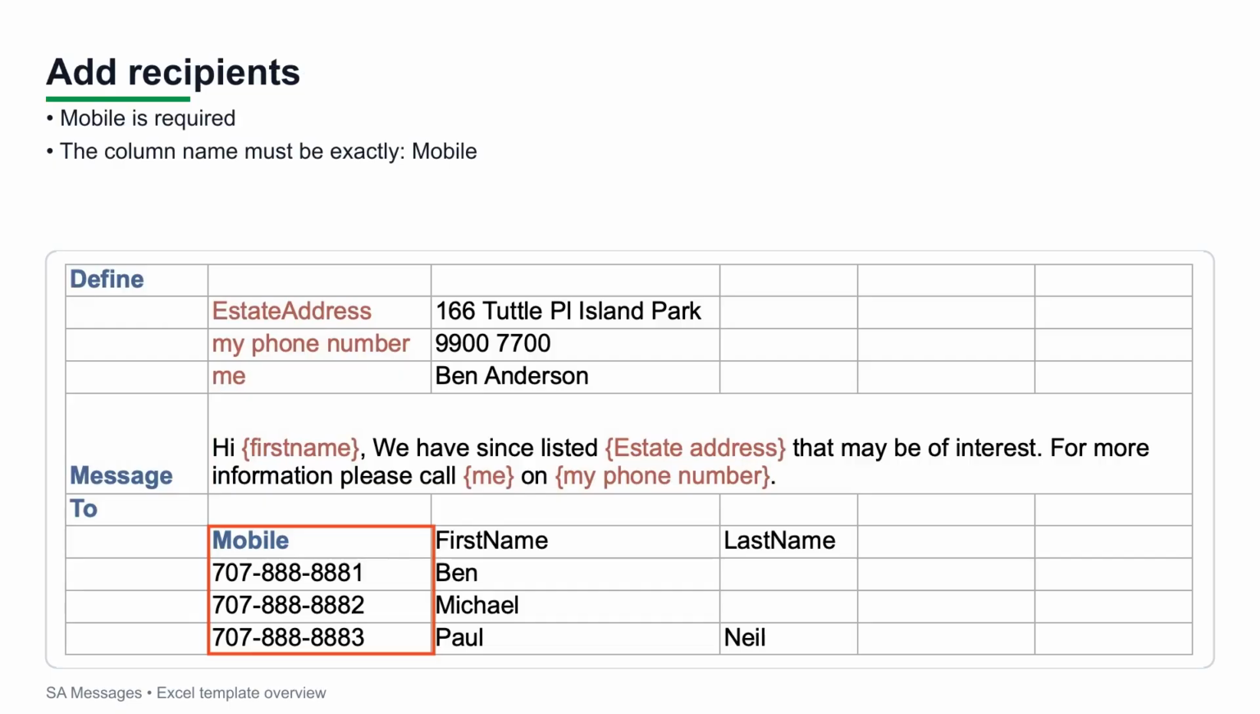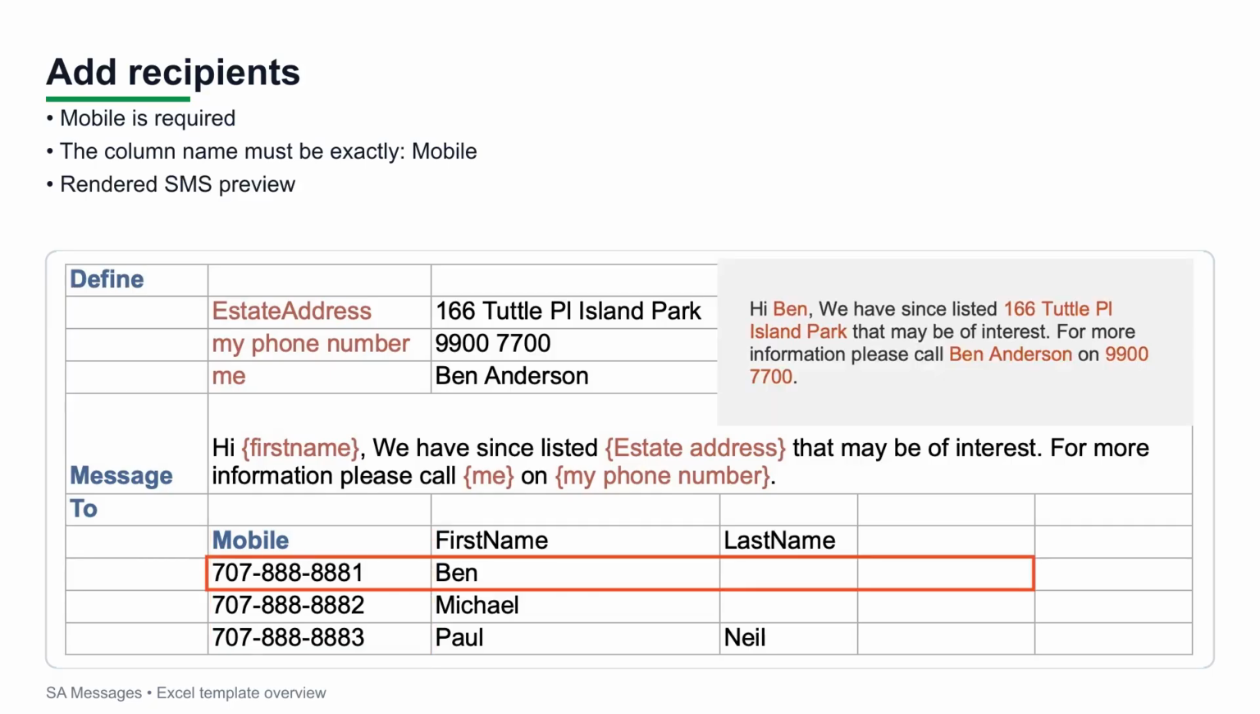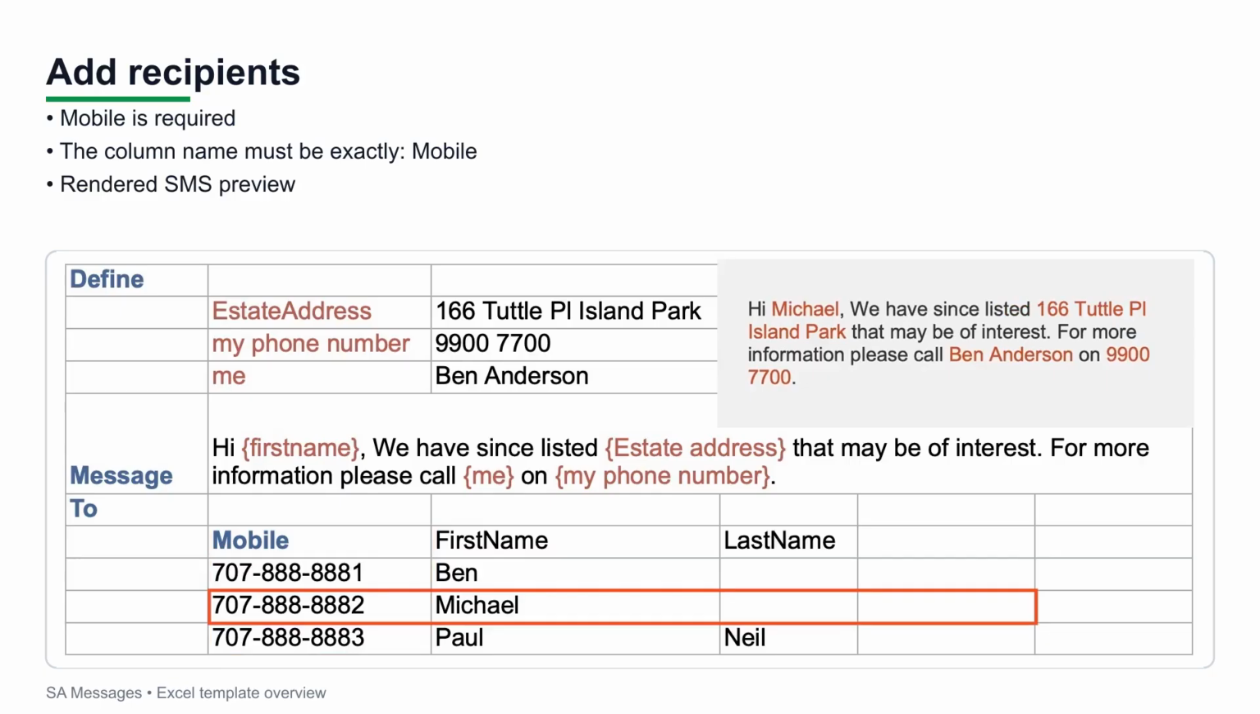Finally, recipients. The mobile column is required. And the column name must be exactly mobile. And here's a quick preview of the rendered SMS content. Your tags are already replaced with the recipient's actual data.